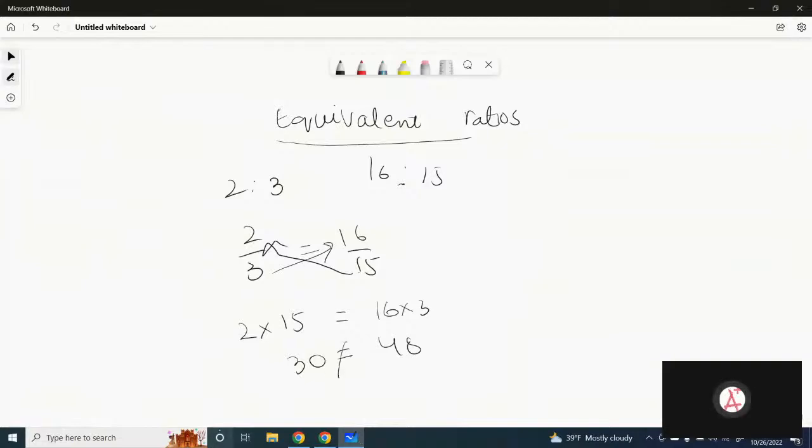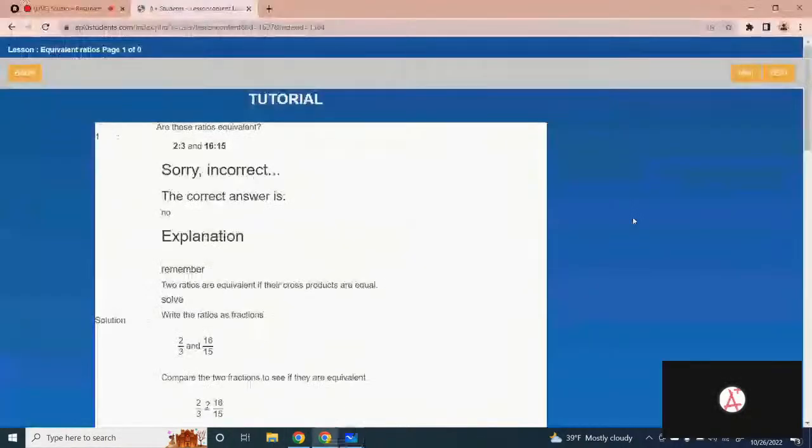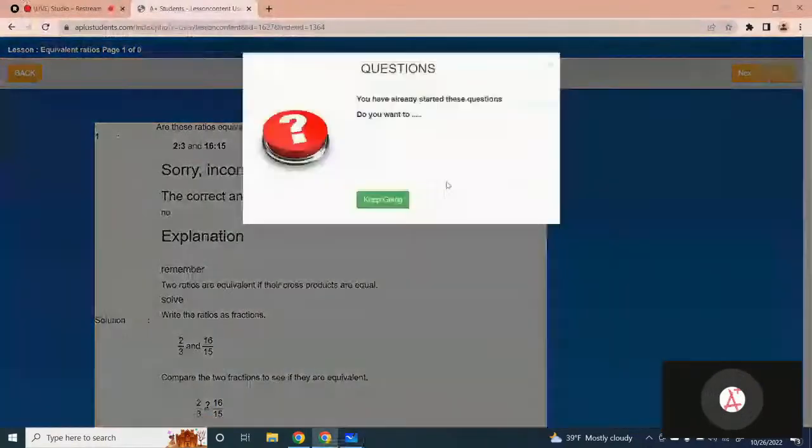So they are not equal. That means 2 by 3 and 16 by 15 are not equivalent. When you cross multiply them, if their answers are equal, that means they are equivalent. Now in this case they are not equal, that means no, they are not equivalent. Got it? Let's start with the test questions.